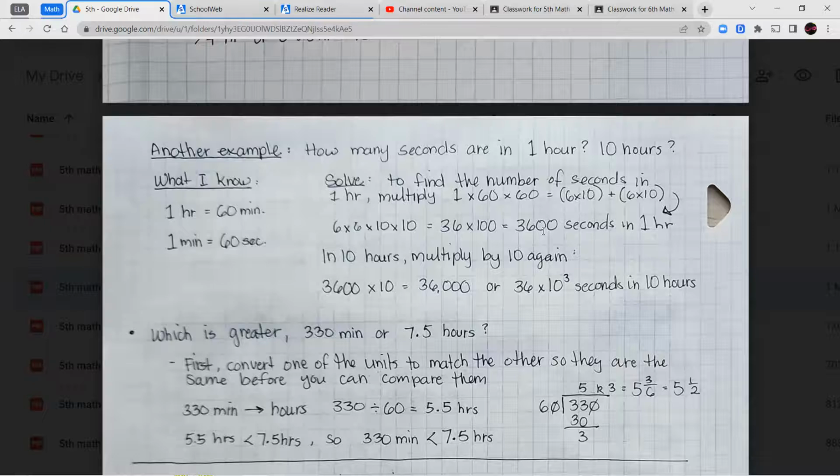Now, I could have done the 60 times 60 and just dropped the zeros and done my basic fact of 6 times 6 is 36, and then added those 2 zeros that I dropped back on, and I would still get the same answer. So we figured out that 1 hour has 3,600 seconds in it. Now, to find how much it is in 10 hours, I'm going to multiply by a group of 10. So 3,600 times 10 is equal to 36,000, or I can rewrite it as an exponent by saying 36 times 10 to the power of 3 seconds in 10 hours.